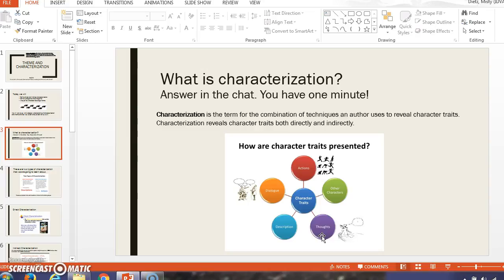You can also learn a lot about a character through description. Usually the narrator spends a good chunk of time describing the characters. And then lastly, you can learn a lot about a character just through dialogue, the things that he or she says to another character and the conversations that they take part in. So all of these are ways that an author uses characterization to develop a character.